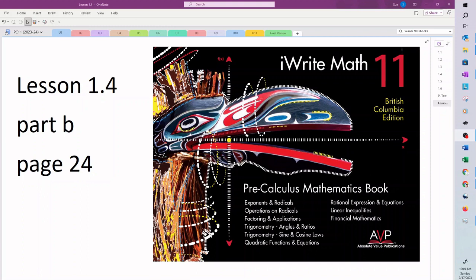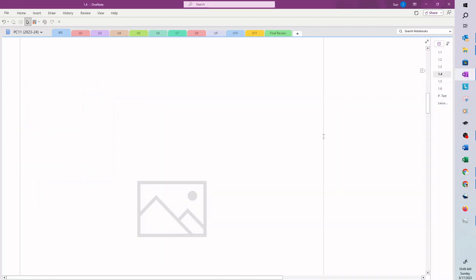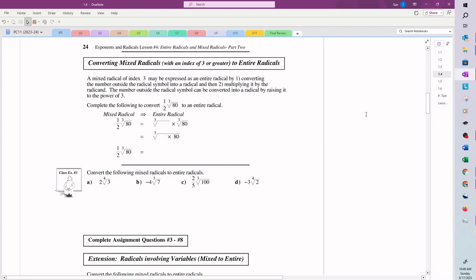This is the second part of lesson 1.4, and the notes are on page 24 of your workbook. This time we're going to do converting mixed radicals to entire radicals when the index is something other than 3. But the process is actually going to be the same thing that we did before. So let's just do an example here.